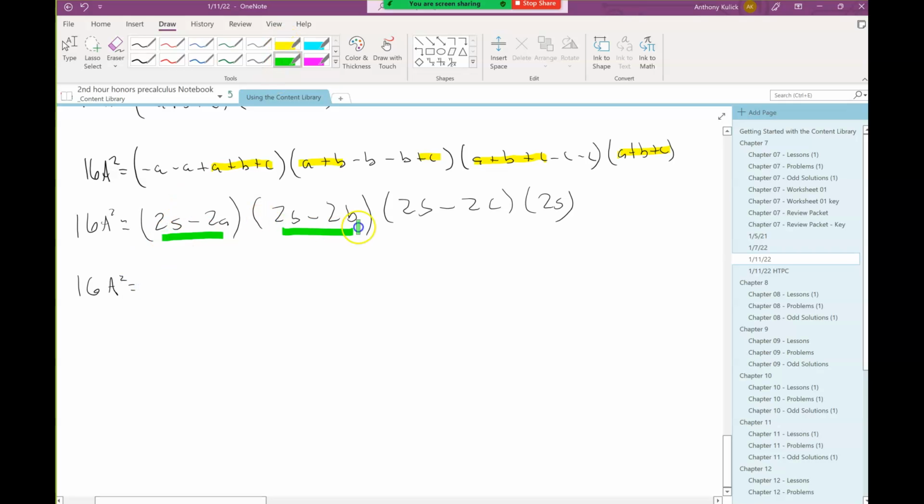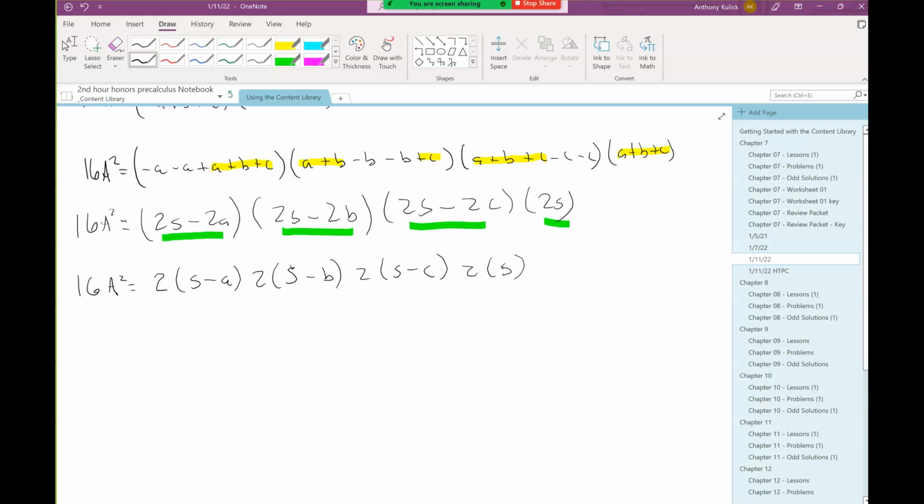So what I'm going to do now is I notice in each of these sets of parentheses, there's a greatest common factor of 2. So I'm going to factor that out. We cool there? Since everything is multiplied together, I can multiply those things in any order I want. So I'm going to multiply all those 2's together and just move that out front.